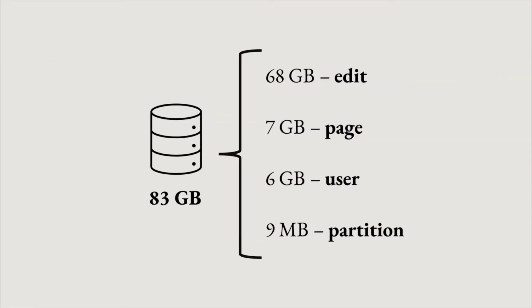The resulting database was 83 GB and has four main tables: edit, page, user, and partition. Edit is the largest table and contains the added and deleted text of each edit, plus calculated metadata values. The page table stores information about articles, like the title, namespace, and number of revisions. The user table keeps track of overall metrics, like number of edits and reverted edits. Finally, the partition table provides bookkeeping for the processing tasks.